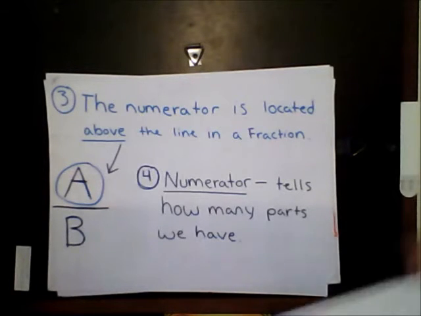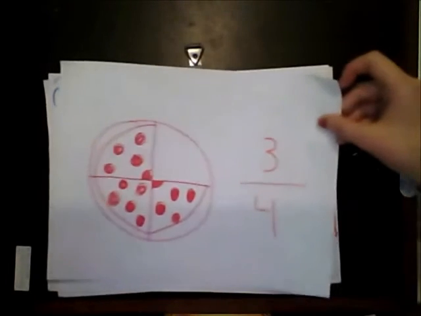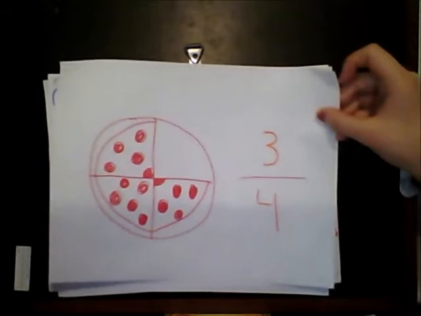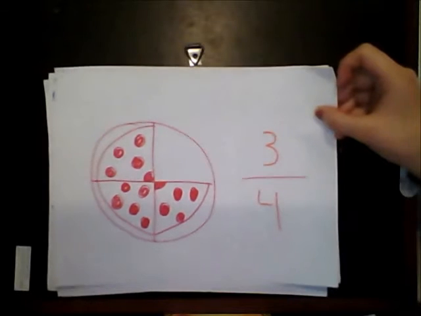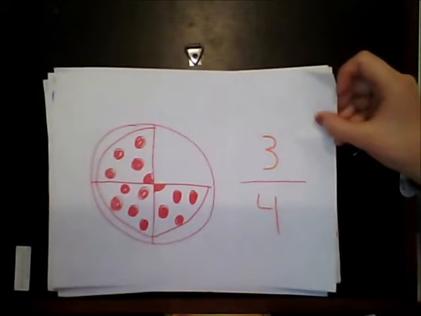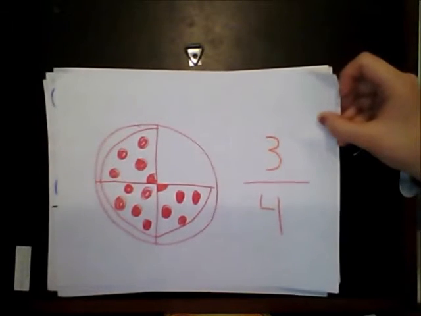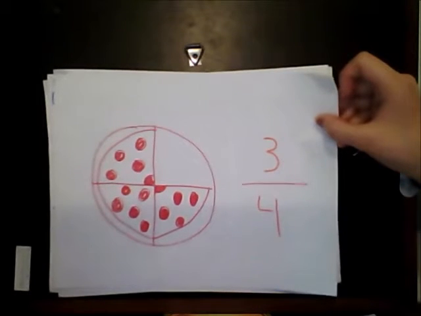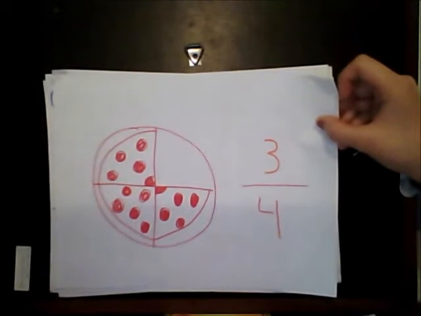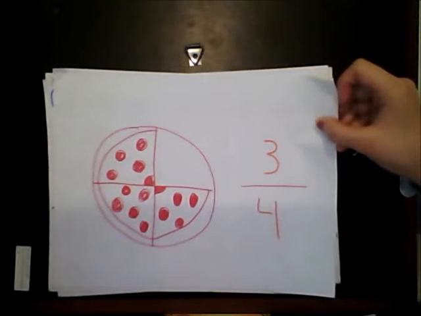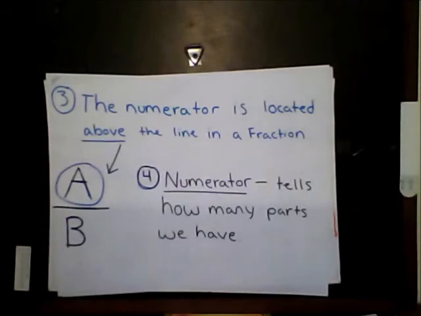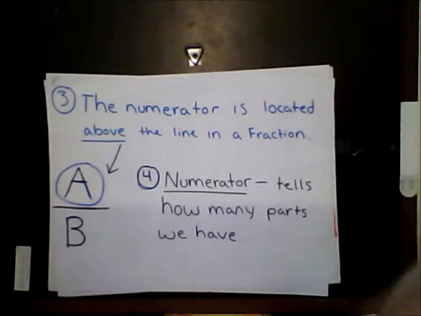If we look at the example here, we have a pizza. The pizza is cut into 4 equal slices. One piece is missing, leaving us with 3 pieces out of 4. We know that the numerator indicates how many parts we have. So in this fraction, the number of parts we have is 3, making the fraction 3/4, and the numerator is 3. Now let's move on to the second part of the fraction.